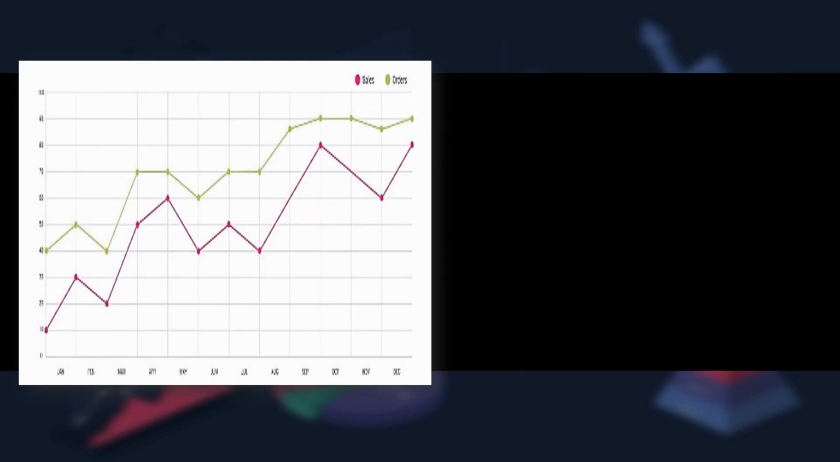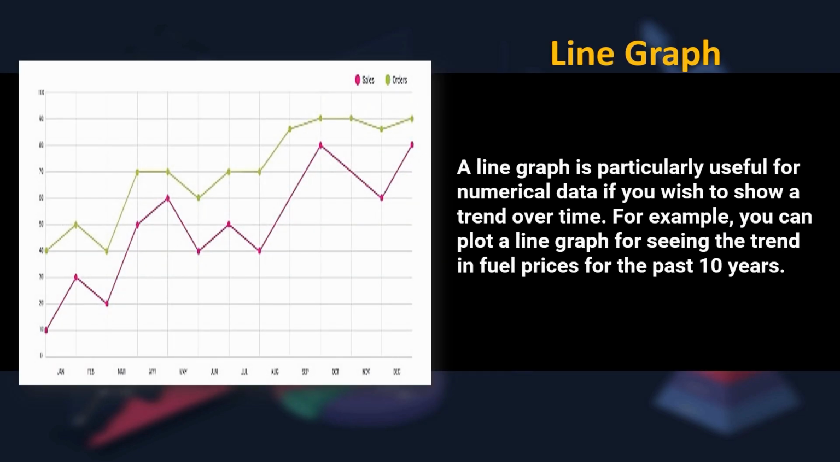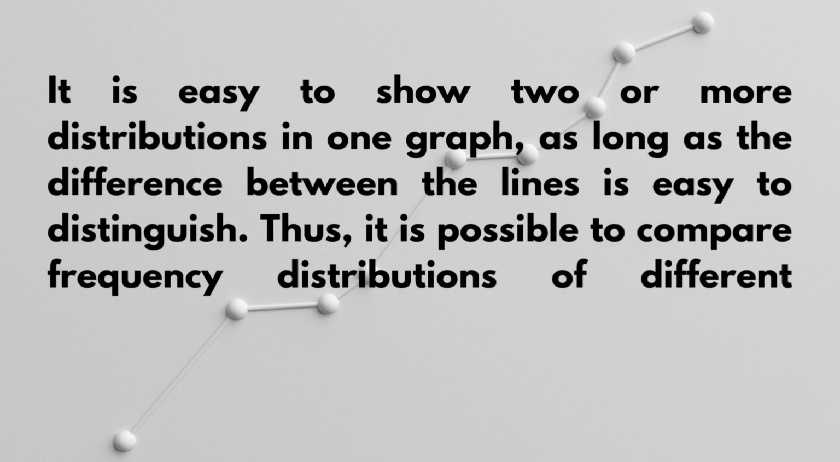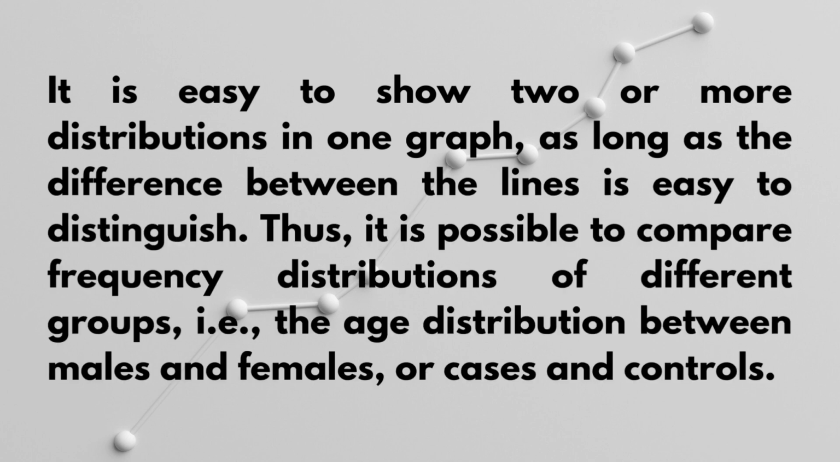The fourth one is the line graph. A line graph is particularly useful for numerical data. If you wish to show a trend over time, for example, you can plot a line graph to see the trend in fuel prices for the past 10 years. It is easy to show two or more distributions in one graph, as long as the difference between the lines is easy to distinguish. Thus, it is possible to compare the frequency distributions of different groups, that is, the age distribution between male and female, or cases and controls, etc.